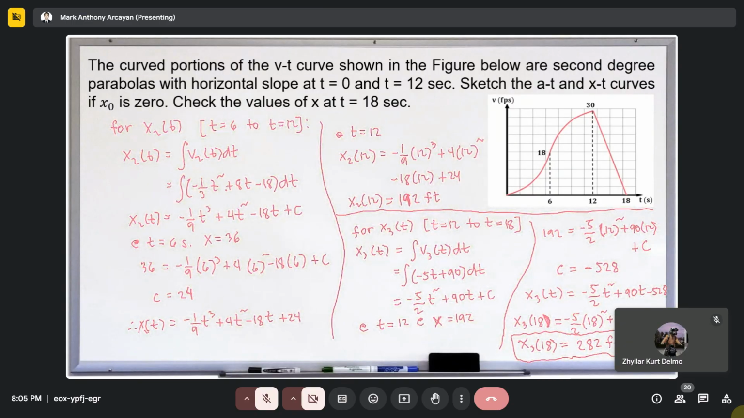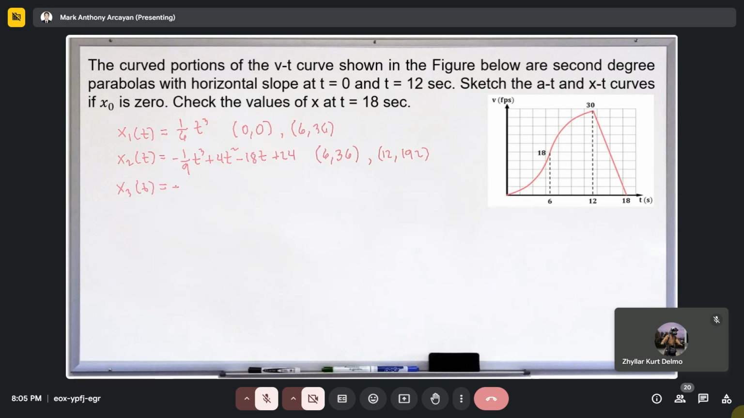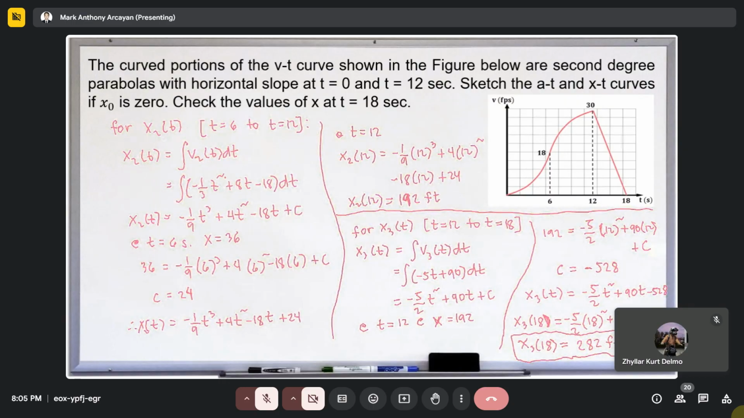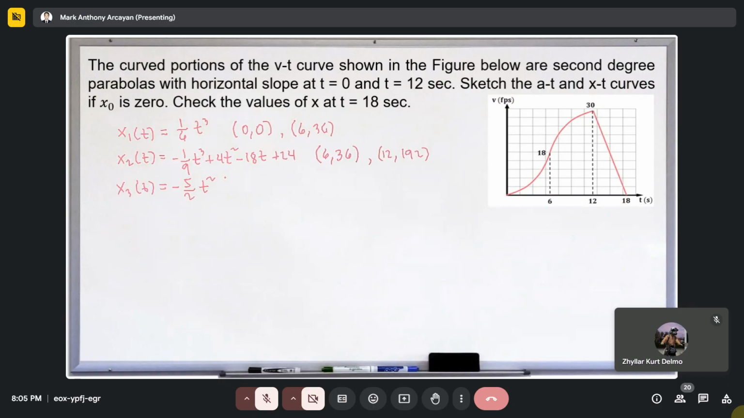Finally, for the third displacement function, this is a quadratic function: negative 5/2 t² plus 90t minus 5/8. Then we indicate the important points: at t equal to 12, the displacement is 192, but when t is equal to 18, we have a displacement of 282.